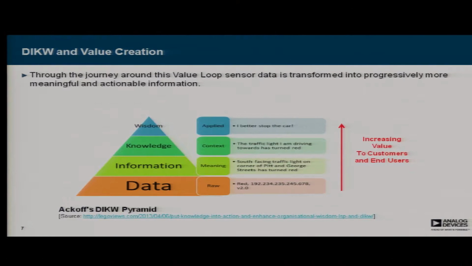Okay, so through this journey around the loop, sensor data is progressively transformed from raw data to more meaningful and actionable information, okay? And there's a nice model for this. Some of you may be familiar with Ackoff's DIKW pyramid. This idea of looking at data, information, knowledge, and wisdom, where essentially you start with an awful lot of data, and progressively as you move up and add more intelligence, you can extract more meaningful information, provide context to gain knowledge, and then really apply it in the form of wisdom, okay?